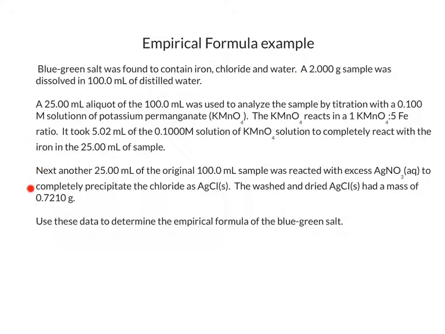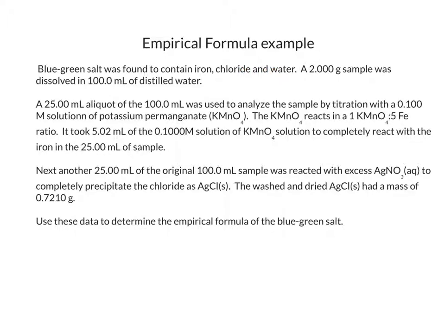And then we're going to do an analysis to figure out how much chlorine we have in our sample. And then we can find the water by difference, recognizing that the percent by mass of iron plus chloride plus water has to add up to 100%.